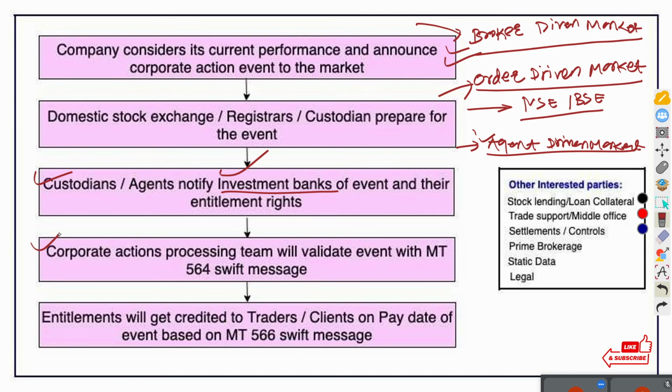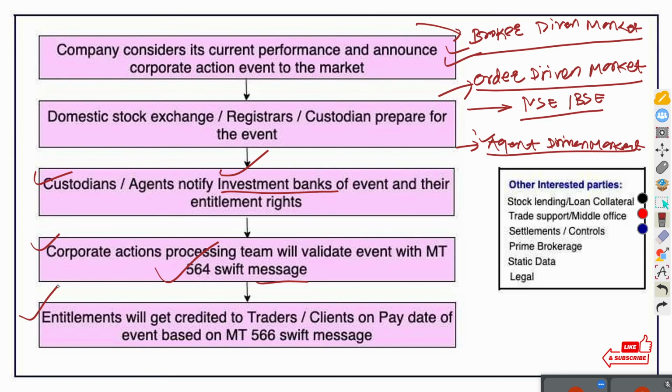And then of course the corporate actions after the notification. Validation of corporate actions is done by the corporate action processing team, or maybe under fund accounting, or a separate team under prime broking, where they validate the corporate actions with an MT564 SWIFT message. I'll send you a snippet of how the SWIFT message looks. A SWIFT message is nothing but a notification. SWIFT means Society for Worldwide Interbank Financial Telecommunication. That institution provides message types with information like trade date, settlement date, record date, and types of corporate actions, all communicated through MT564.